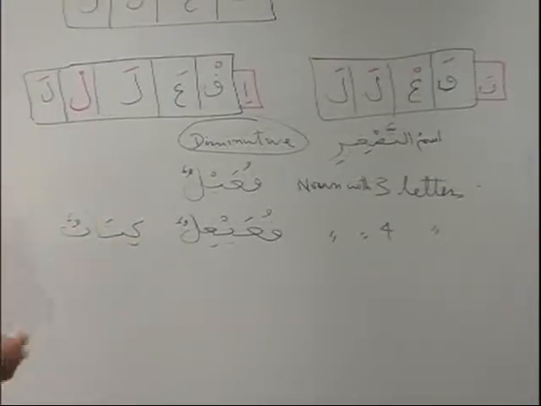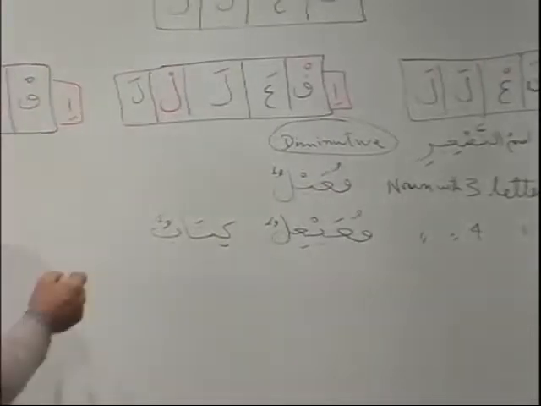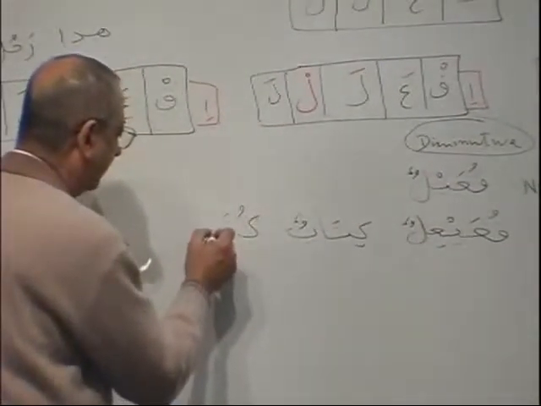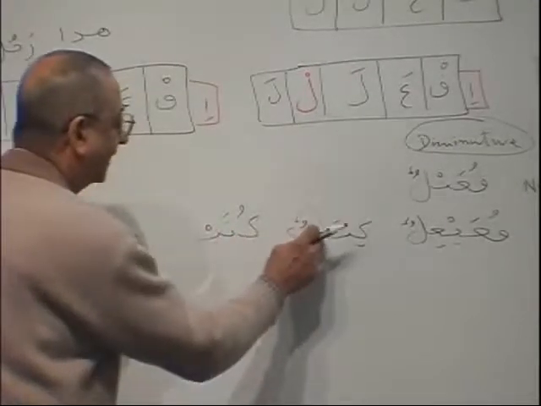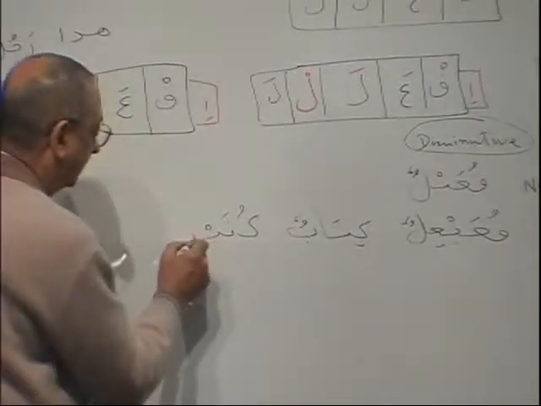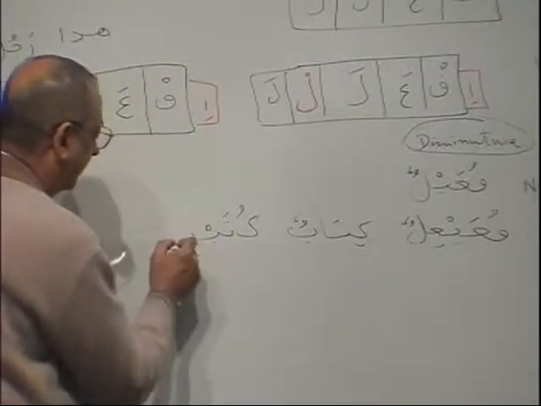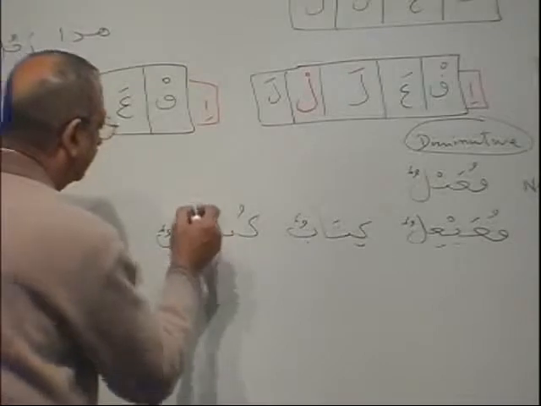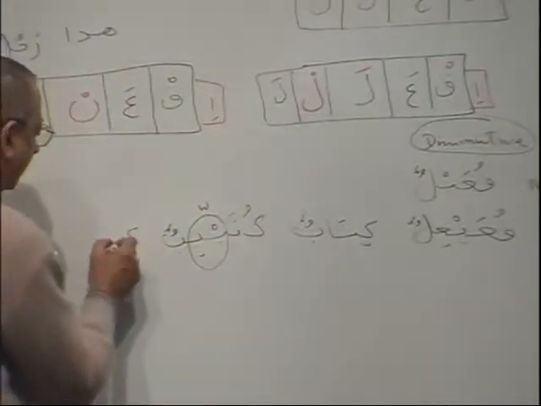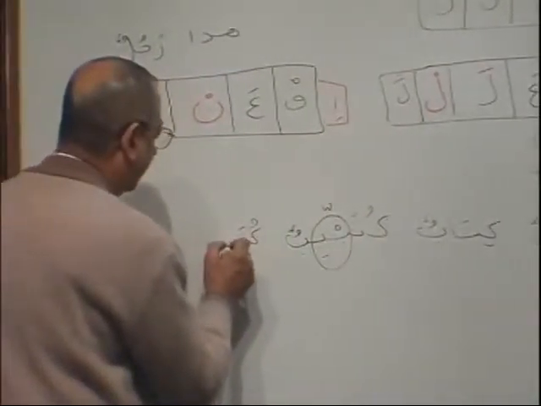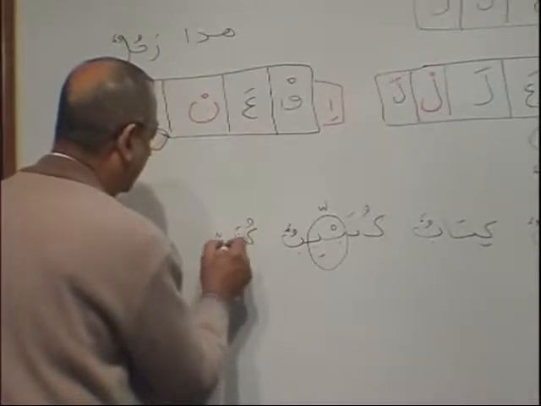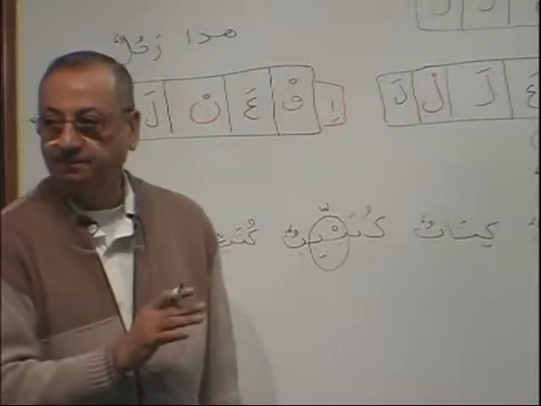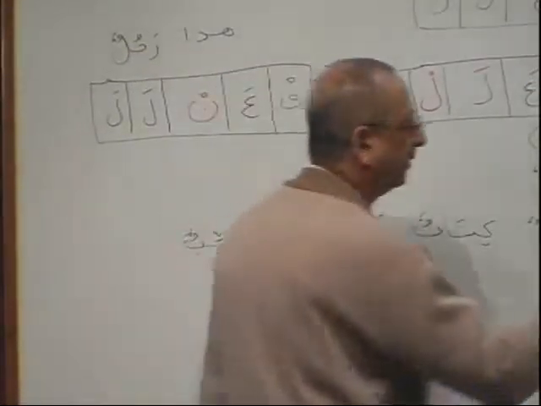Kitabun. How many letters are there? 4 letters. So what will happen now? Kutai, and this alif changes into ya. Kutai, yi, bun. And then we have idgham, and it will become Kutayyibun. Is it 100% clear, brothers and sisters? We have done this before.